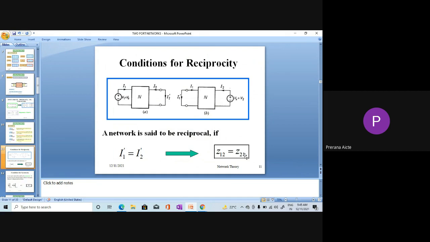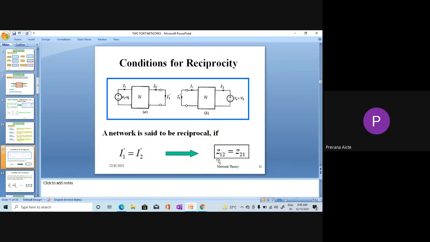For a circuit that is obeying reciprocity, the value of Z12 is equal to Z21. So if these two values are equal, then you can say that the circuit is in reciprocity. The circuit is following the reciprocity condition.